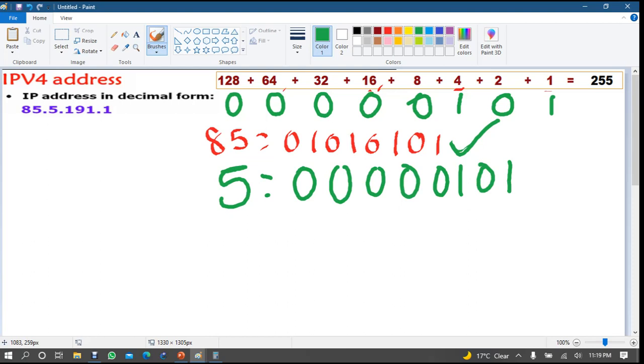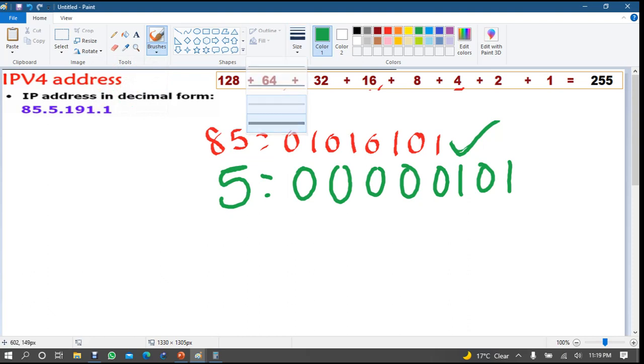Now talking about 191. What will be the value of 191? Let me delete this one. For 191, can I take 128? Yes. Then 128 plus 64 is 192, so I cannot take 64. So this is 0.